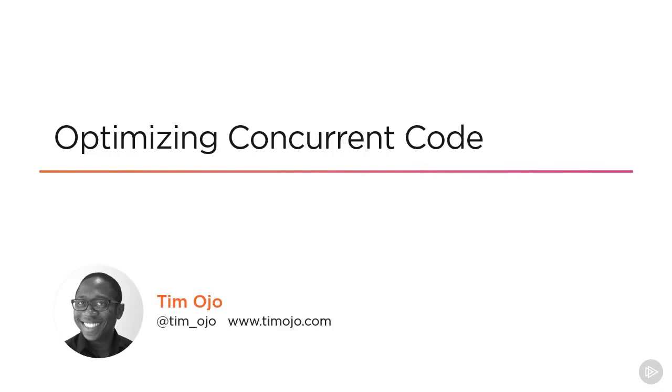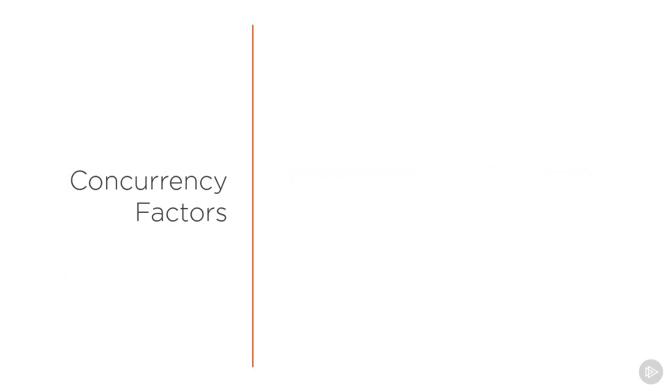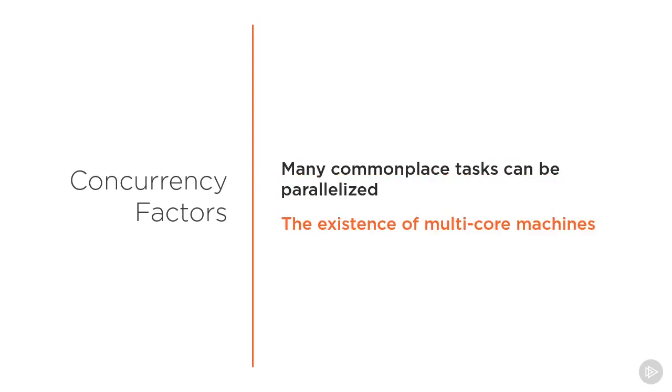One of the most important ways of improving performance in any modern application is concurrent execution. There are two contributing factors to this. One is that many tasks, like processing requests, processing data in a data store or data structure, and performing background work, can be easily and reasonably parallelized. The other factor is the existence of multiple cores and multiple CPUs on modern machines.